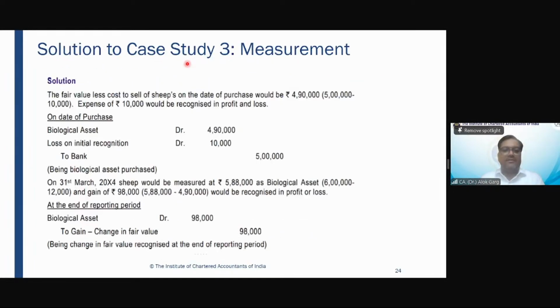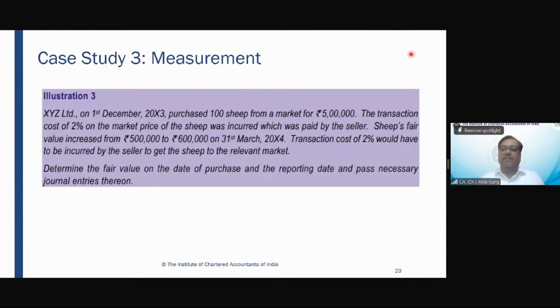Illustration number 3. XYZ Limited. Please read this illustration number 3 quickly. What is illustration number 3?